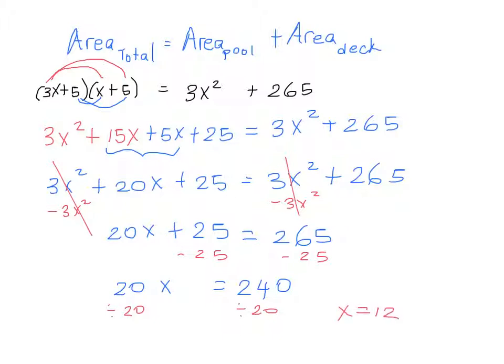So going back to our original question, where we had the swimming pool and we had the deck, and this was x and this was 3x, now we can tell that the dimensions of our swimming pool are x, which is 12, by 3x, which is 12 times 3. So that is 12 by 36 meters. Now we can drop those units back on because it's really not good to leave off your units. And now we're done.